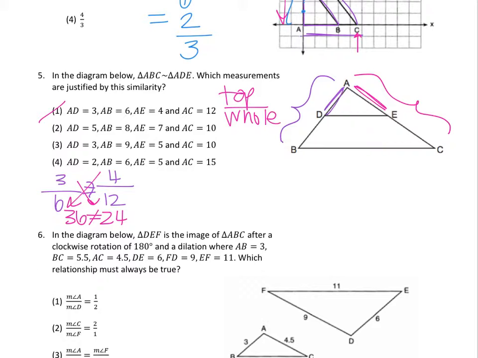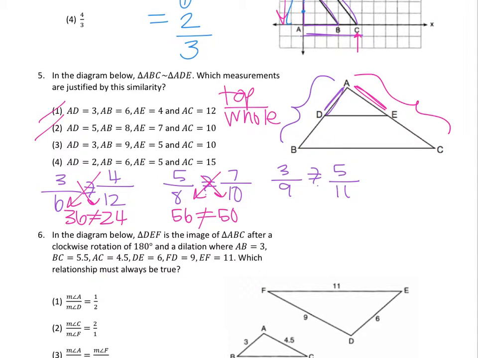Then the next one we have 5 over 8 equal sign question mark 7 over 10. Again, cross multiply. We have 8 times 7 is 56. 5 times 10 is 50. Not equal. Choice 2 is out. Number 3 says 3 over 9 equal sign question mark 5 over 10. Again, we're sticking with this top over whole. You could go whole over top if you choose to, but it just seems like AD is coming first every time, so we're sticking with that.